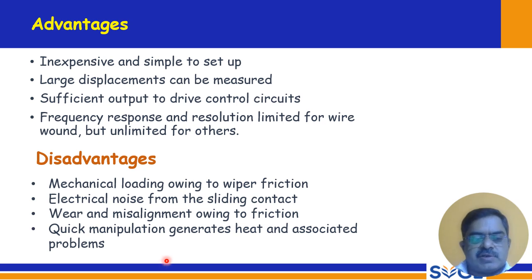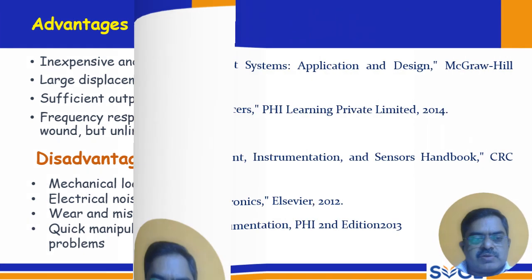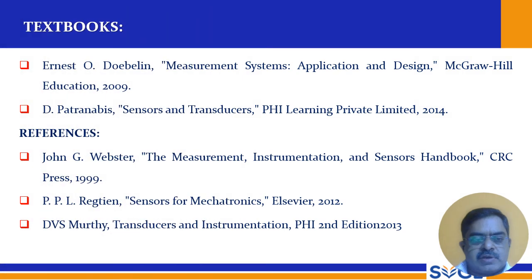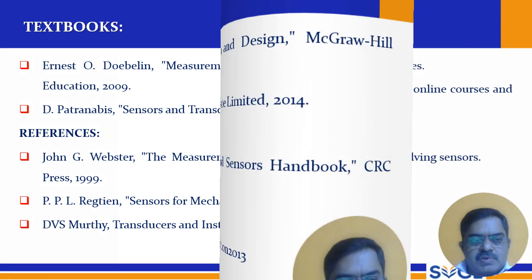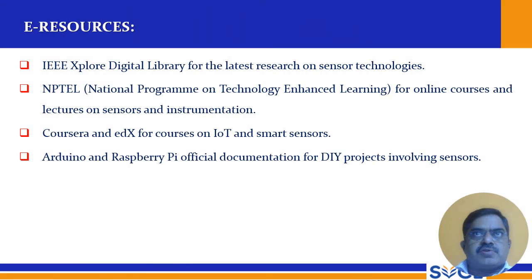So here, the potentiometers, and we see the textbooks. These are the books you can refer to. Doebelin is a very good book, and Patranabis is another book. So these two books you can refer to for more details. And e-resources, these are the other resources we can see.